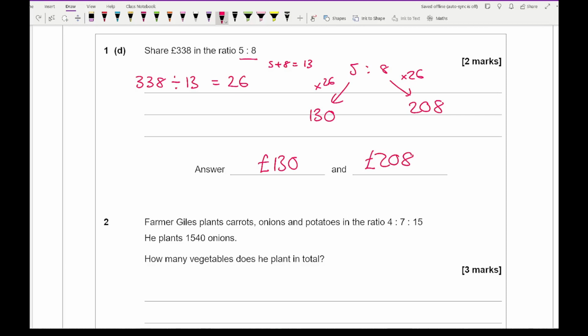Now in this particular question, it doesn't really say, because it says and, I probably could write those numbers in any other order, but try and write your answer in the same way as the ratio is. So if the smaller part is mentioned first, give your smaller answer first. If the bigger part of the ratio is mentioned first, give the bigger answer first. So just be mindful of that.